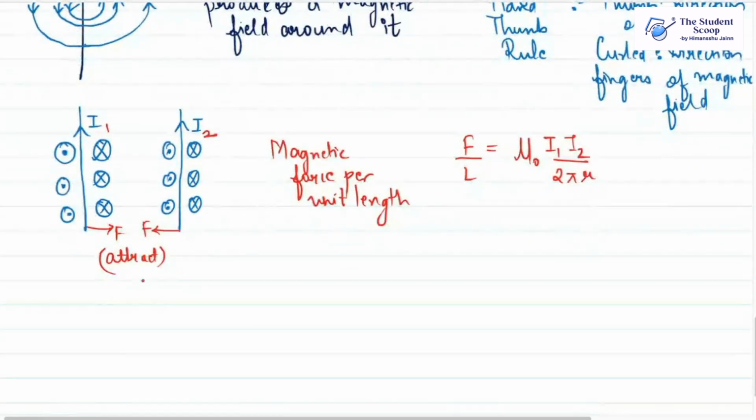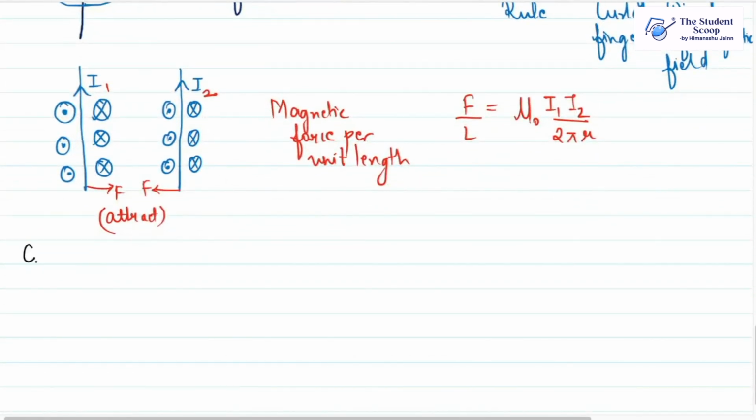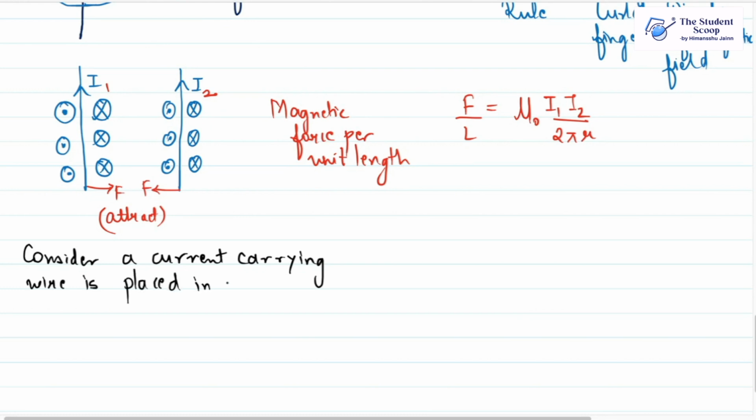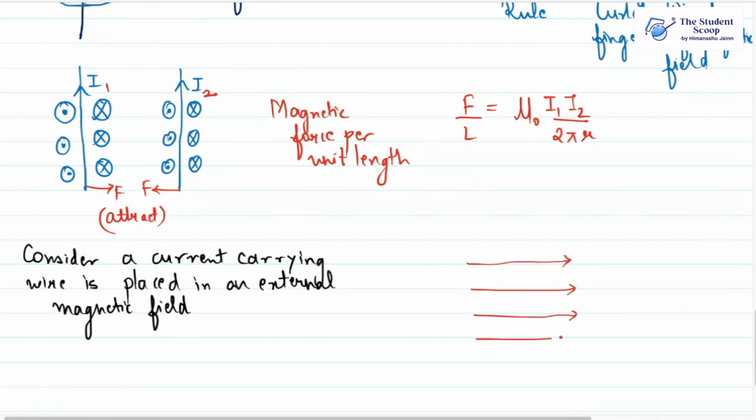And to understand that, what we will consider is a current carrying wire placed in an external magnetic field. What does it mean? It means that I have an external magnetic field due to a magnet, here, here, here, and here, and so on.